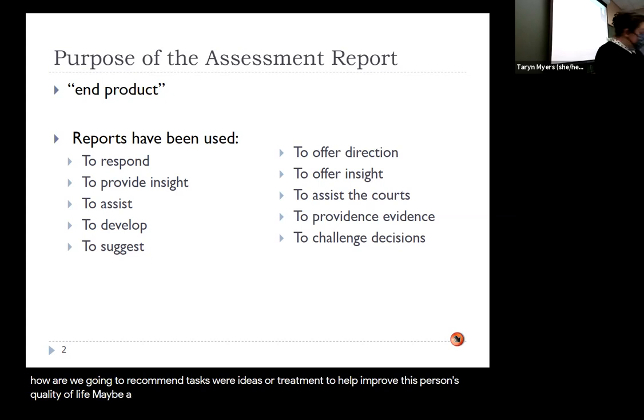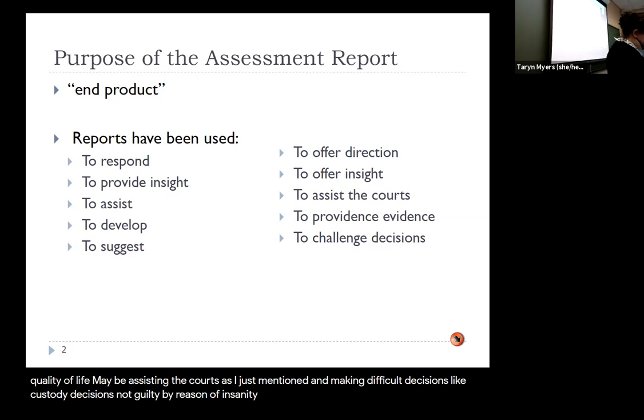May be assisting the courts, as I just mentioned, in making difficult decisions like custody decisions, not guilty by reason of insanity, things like competence to stand trial.